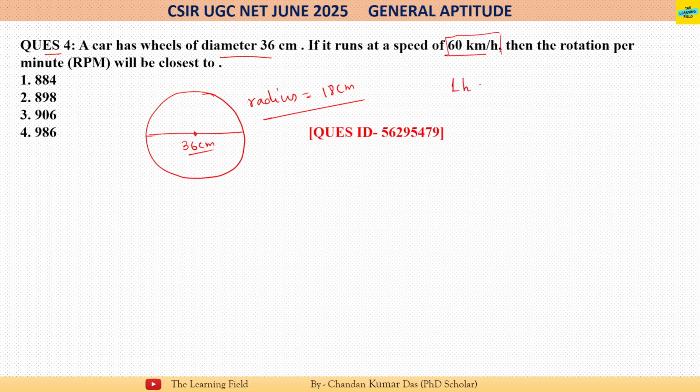In 1 hour, the car runs at a speed of 60 kilometer. So 1 hour means 60 minutes. In 60 minutes, it goes 60 kilometer, and if we convert it to centimeter, going kilometer, hectometer, decameter, meter, decimeter, centimeter, it is 10 to the power 5 centimeter. In 60 minutes. So what is RPM? That means rotation per minute.